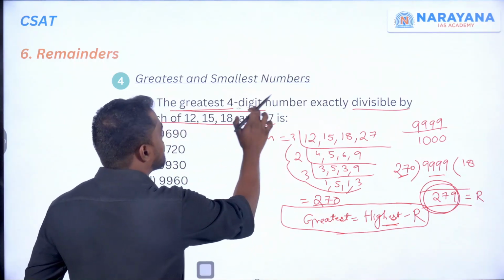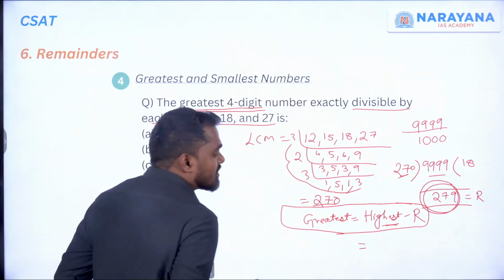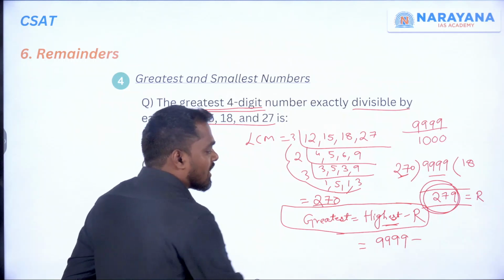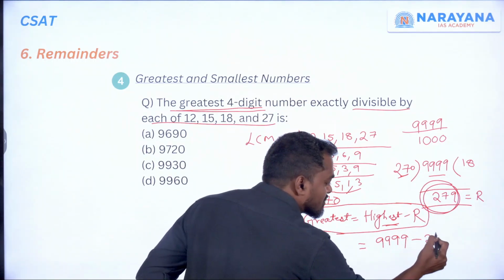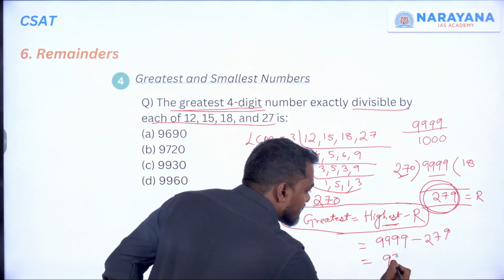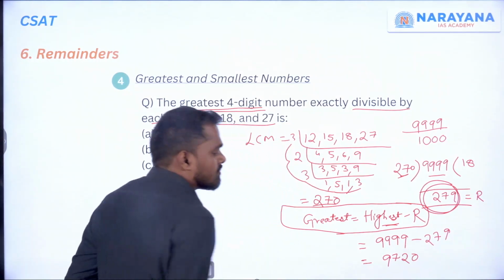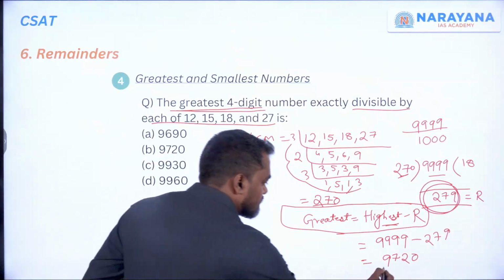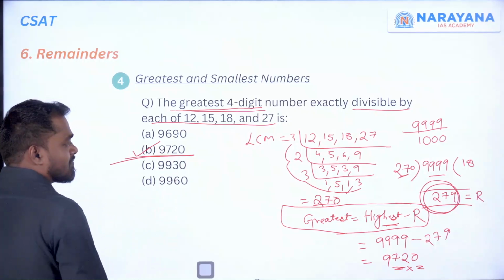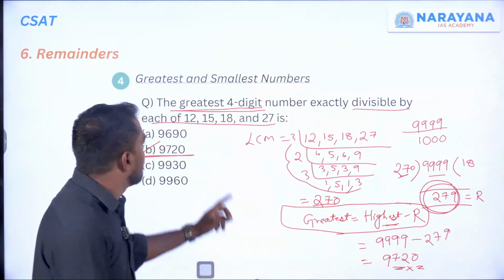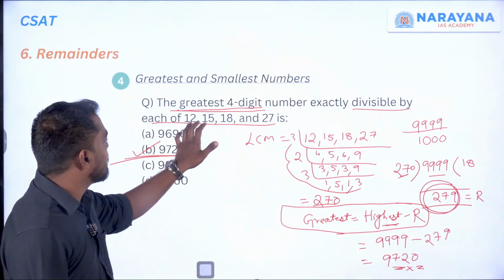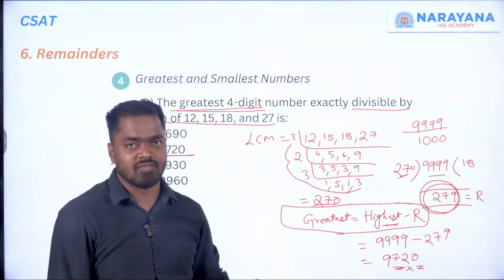They are asking the greatest 4-digit number. So the greatest 4-digit number is nothing but the highest 4-digit number, 9999, minus this remainder 279. So that is nothing but 9720. That is your answer, option B. So a very small concept. The greatest 4-digit number exactly divisible by each of 12, 15, 18, 27.